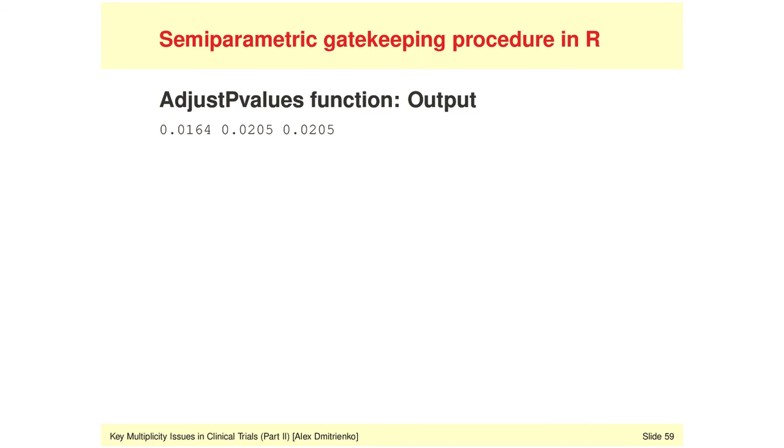This is the last slide in Module C, and it simply displays the multiplicity adjusted p-values produced by the adjust p-values function. They are identical to the adjusted p-values produced by the mixed gate macro, and they also indicate that in this particular clinical trial example, the Hogberg parallel gatekeeping procedure rejected all null hypotheses.